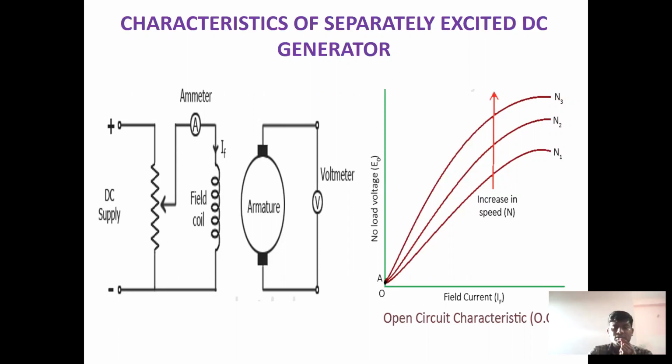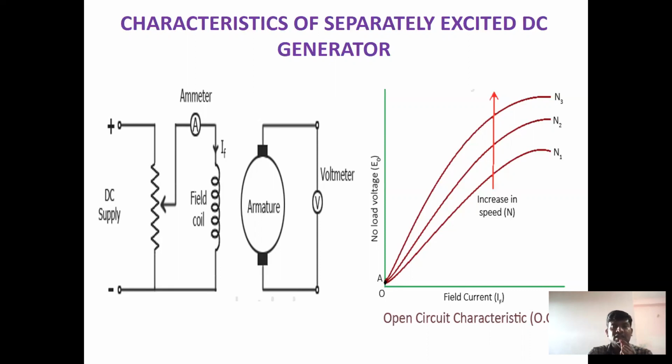Observe in this graph, you can change the speed levels N3, N2, N1, different speeds. When the speed increases, the induced armature voltage also increases. In this graph, N3 is greater than N2, which is greater than N1. This N is nothing but the speed of the generator, in RPM. Okay, this is the open circuit characteristics.